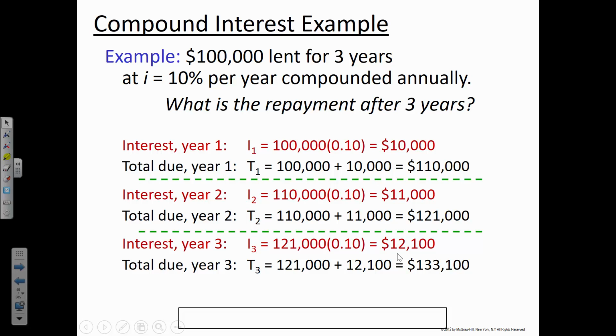Okay? So at the end of 3 years, instead of the $130,000, which is what we saw in the simple interest illustration, this is $133,100. So that's the comparison of compounded versus simple. The formula that I showed you on the previous slide, this year-by-year approach didn't utilize that formula. Let me show you a basic idea of how we can use that formula.